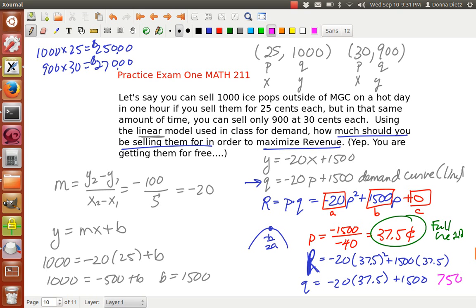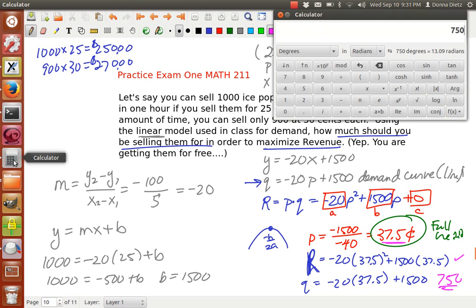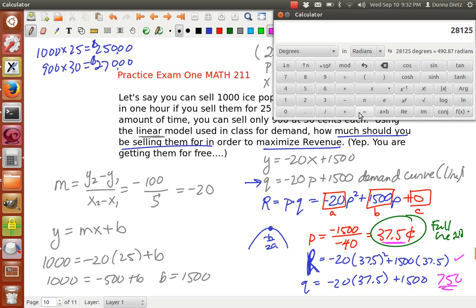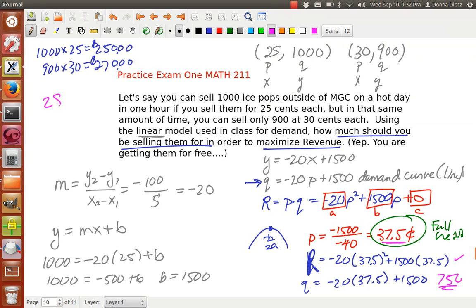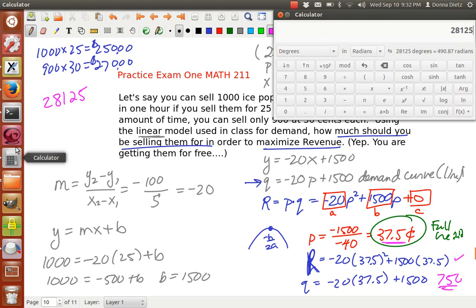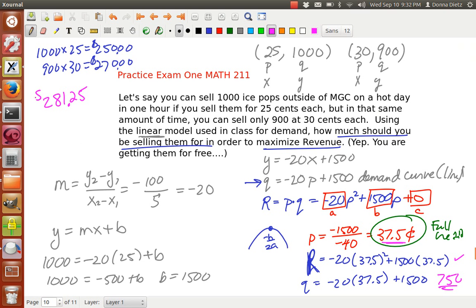So what's the revenue going to be? There's two ways we can do it. We can just take the 750 times the 37.5, or we can calculate this guy. I'm going to go with the easy way because I'm being lazy. I'm just going to multiply by 37.5. It's going to be 28,125 cents, which really means $281 is the max revenue, and good luck selling those guys for 37.5 cents.